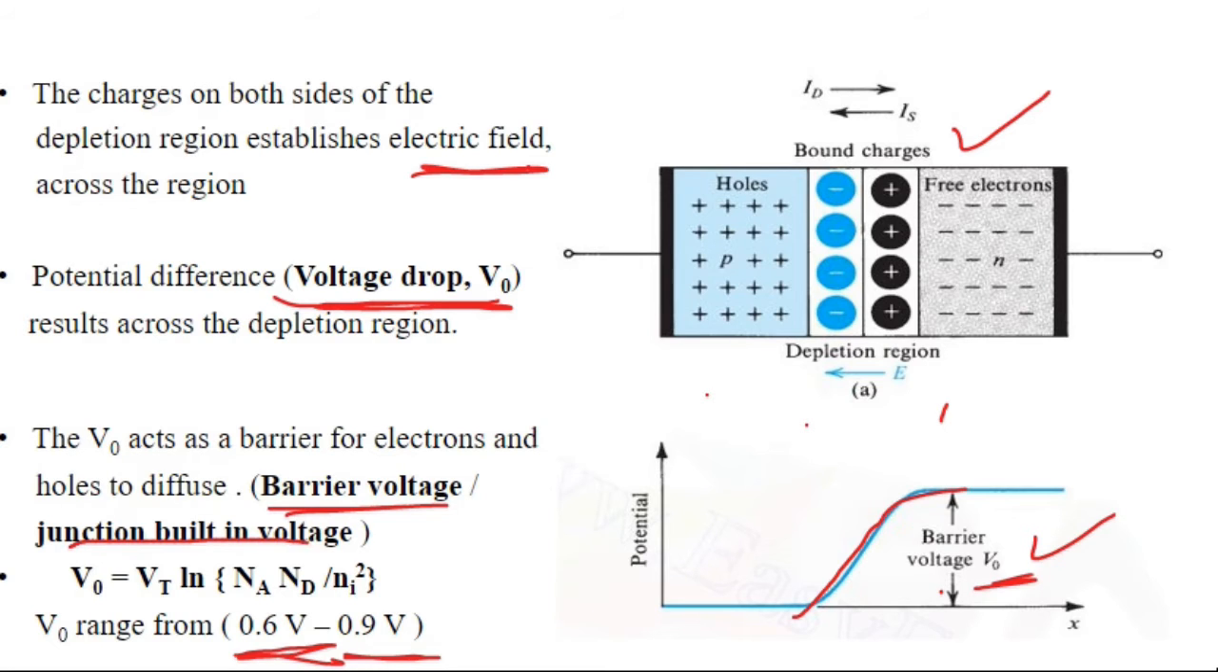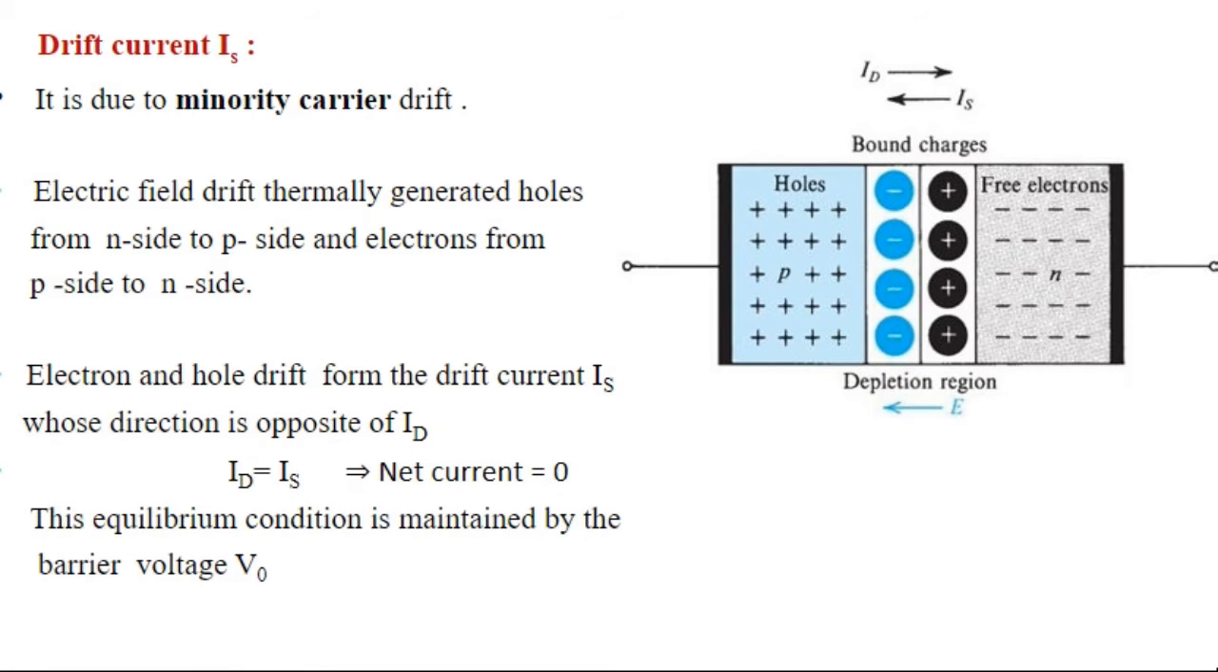So now this voltage, this built-in voltage or barrier voltage, will act as a restriction or barrier to the flow of electrons and holes near the junction. So its name is called barrier voltage. Now let's see what this barrier voltage gave rise to.